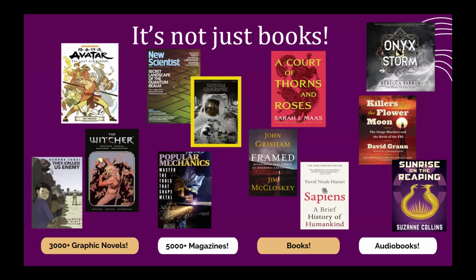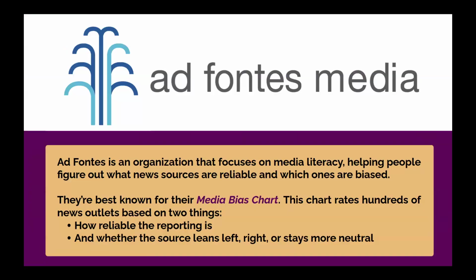Okay, I'll move on to Adfontes Media Bias Chart. Adfontes is an organization that focuses on media literacy, helping people figure out what news sources are reliable and which ones are biased. They're best known for their media bias chart, and this chart rates hundreds of news outlets based on two things: how reliable the reporting is and whether the source leans left or right or stays more neutral. And this helps you make sense of where information is coming from and how much you can trust it.